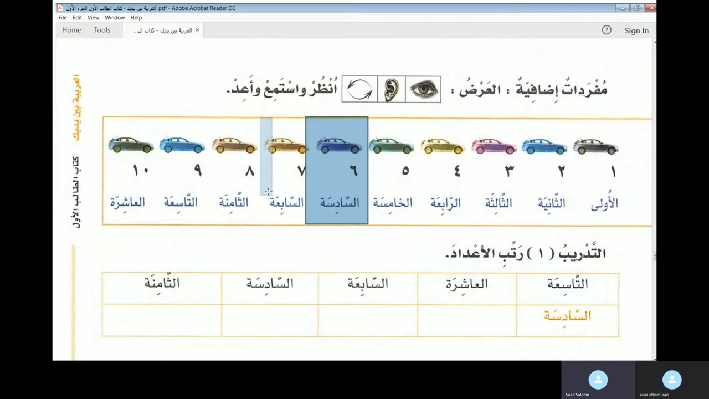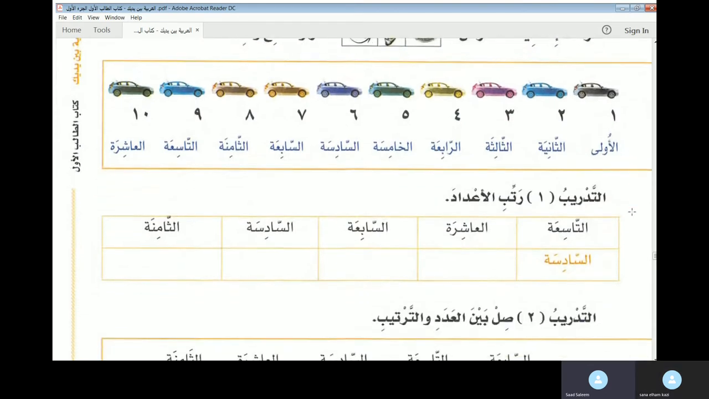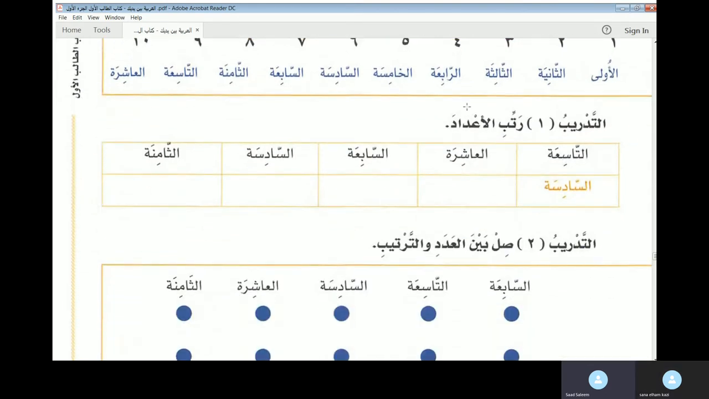As-sayyaratu sabiya, as-sayyaratu samina, as-sayyaratu tasia, as-sayyaratu ashira. So, sayyara is a feminine word. That's why we are using feminine ordinal numbers.